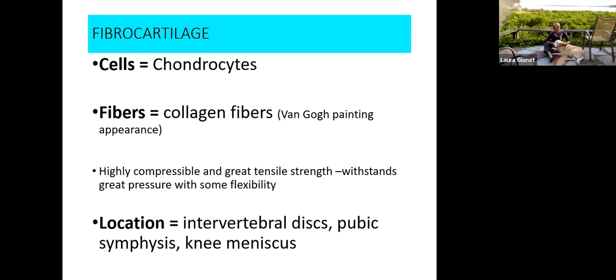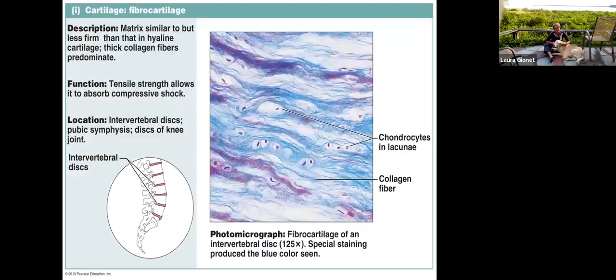So these are very high compression areas: intervertebral discs, pubic symphysis, and the menisci of the knees, or the meniscus. So this is an example of what fibrocartilage looks like. You see all those light blue wavy lines? They kind of remind me of Starry Night by Van Gogh. Have you ever seen that painting?